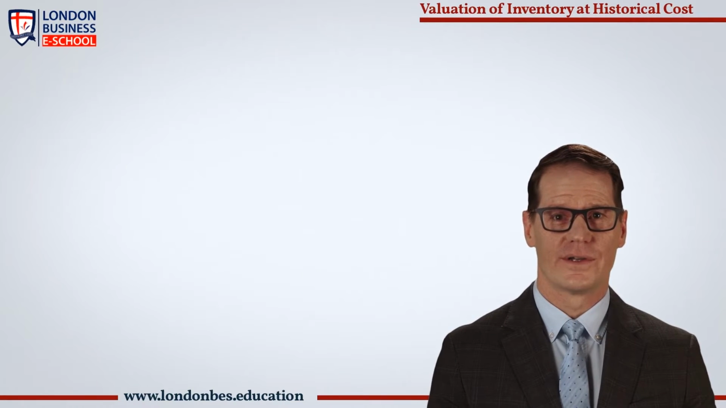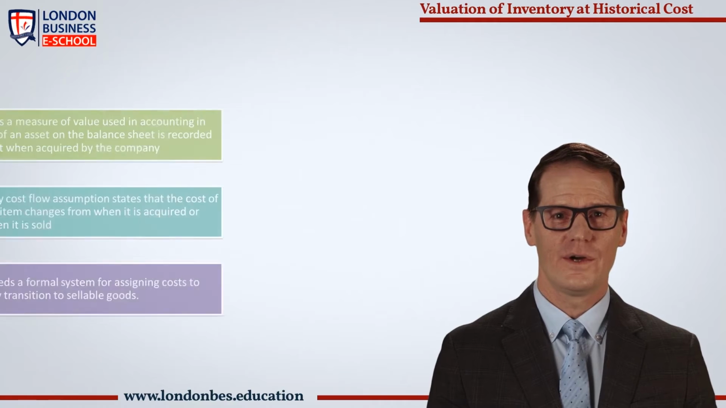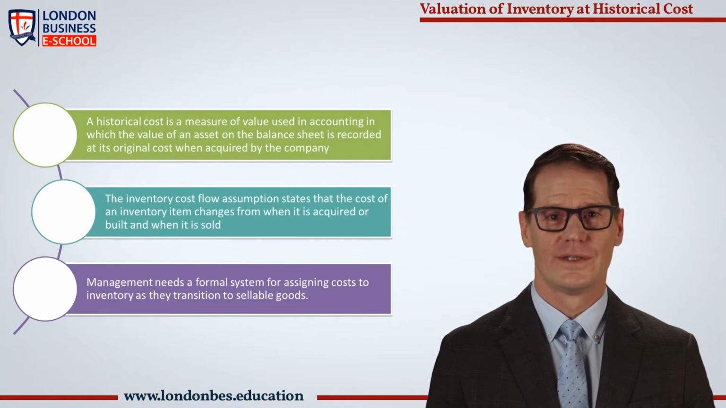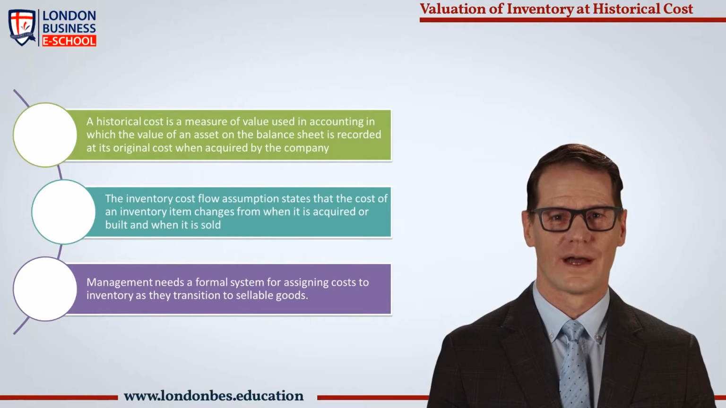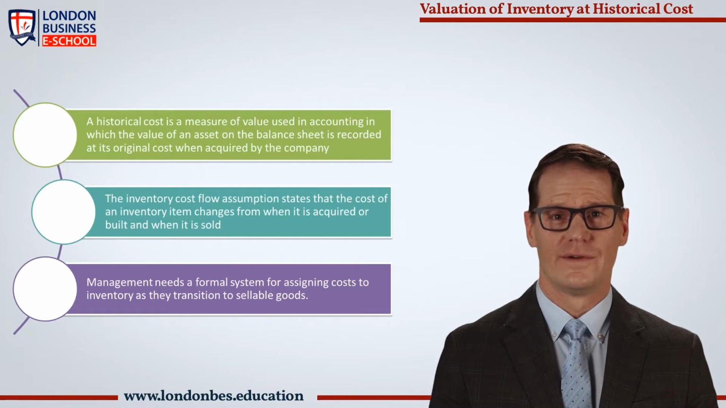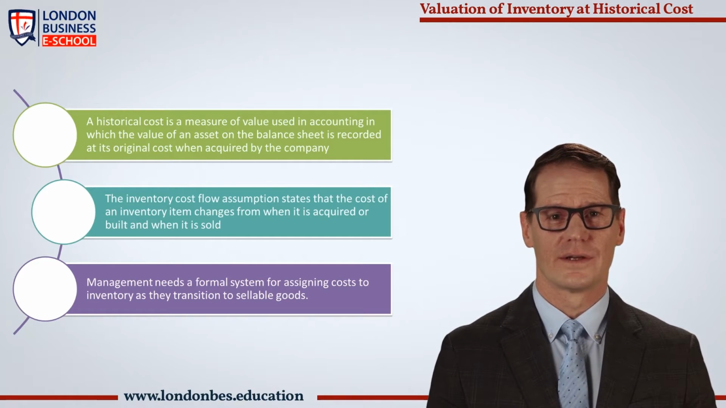Valuation of inventory at historical cost. A historical cost is a measure of value used in accounting in which the value of an asset on the balance sheet is recorded at its original cost when acquired by the company. The historical cost method is used for fixed assets in the United States under generally accepted accounting principles, GAAP.